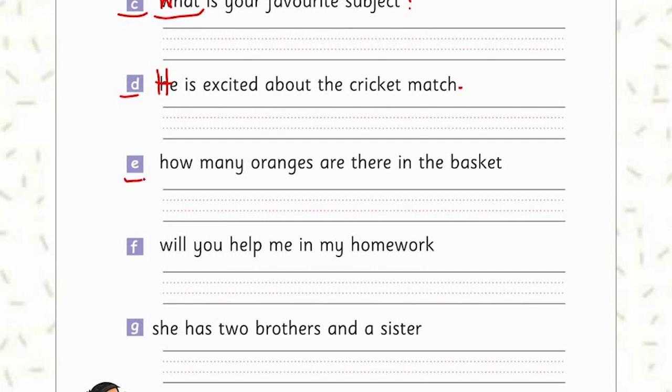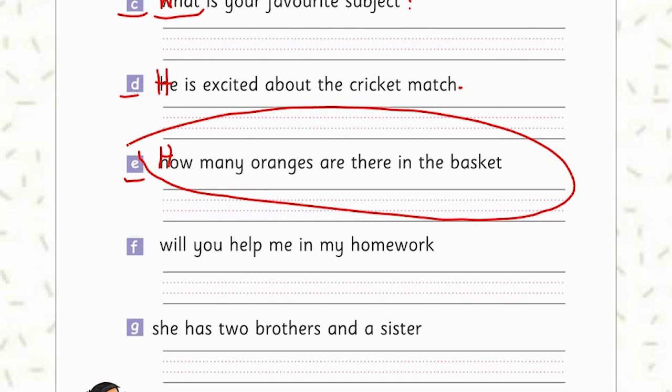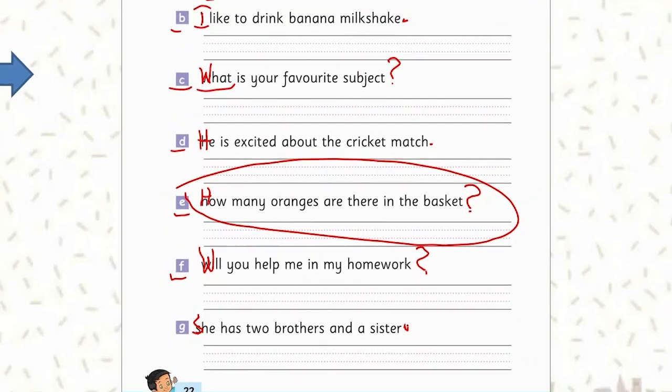The E. How many oranges are there in the basket? The H is capitalized. Yes, again it is in question form. So we have to put a question mark at the end. F here. Will you help me in my homework? Again we have the question form here. Question mark here, and the W should be capitalized. The G here, she has 2 brothers and a sister. S should be capitalized, and this is a statement or a sentence. It should end with, yes, a full stop here.